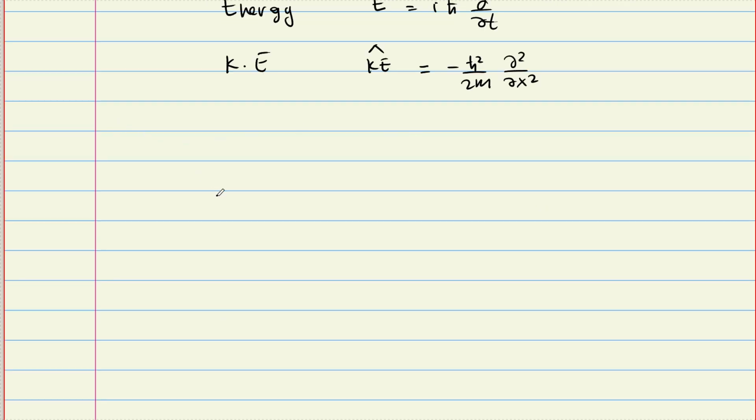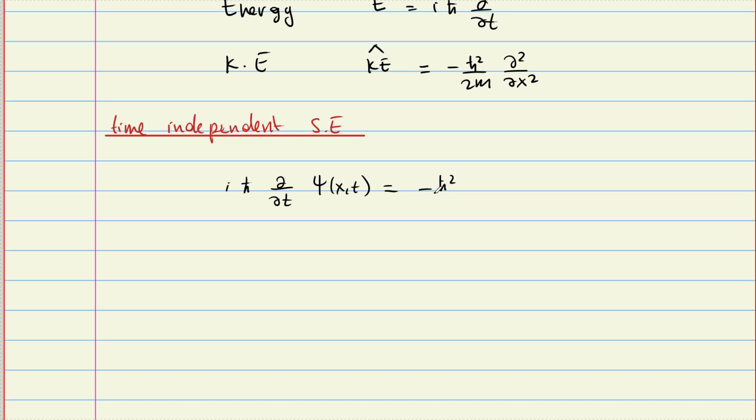So now let's derive the so-called time-independent Schrödinger equation. Let's first write the Schrödinger equation: i h bar del t psi of x comma t is equal to minus h bar squared over 2m del squared over del x squared plus u of x comma t, and this entire thing acting on psi of x comma t.